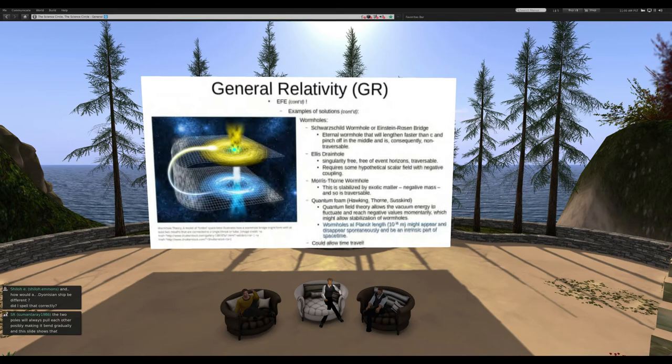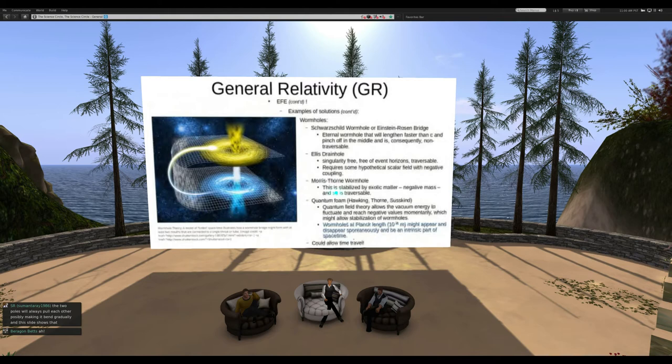But the problem is that these wormholes are not necessarily traversable. As I said, there are event horizons on both sides. So, I mean, can you even get through the event horizon? You can't before the end of the universe, before the end of time.